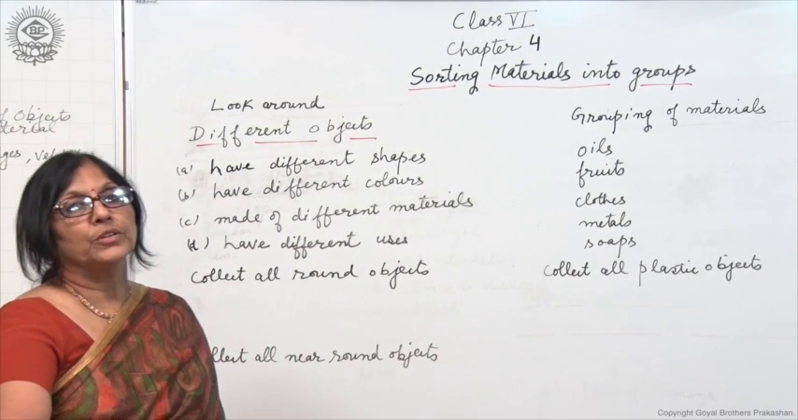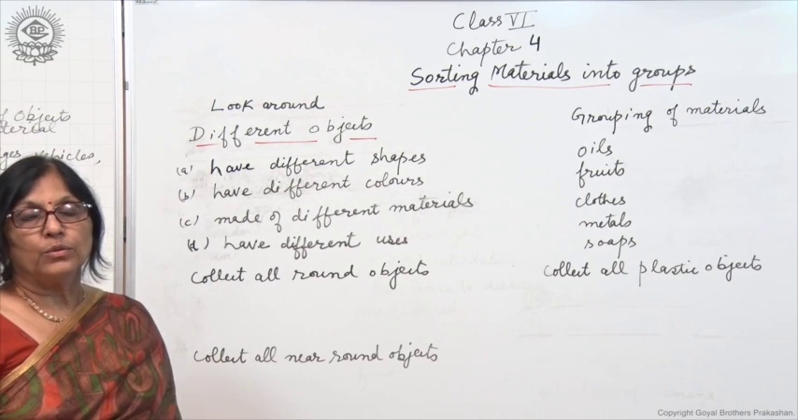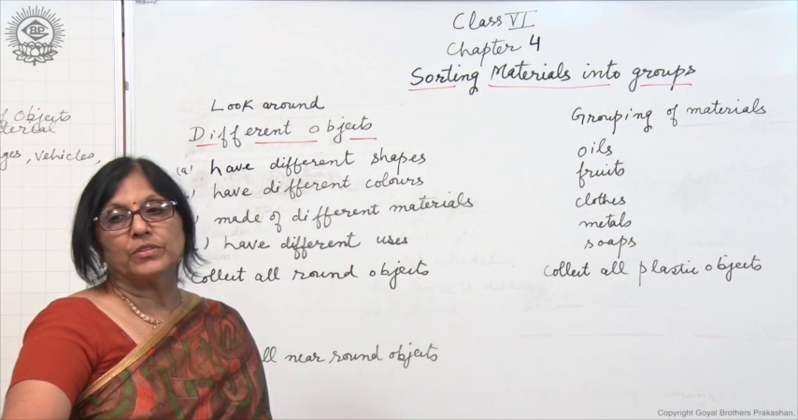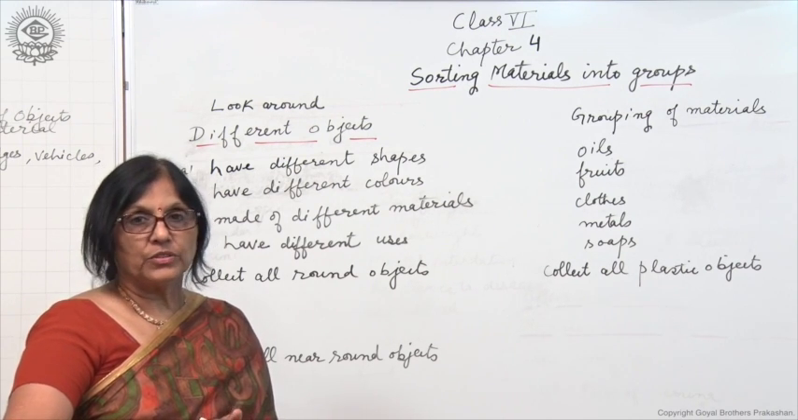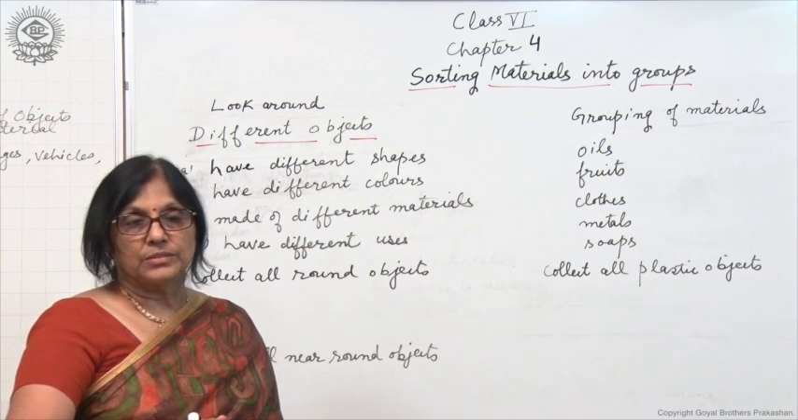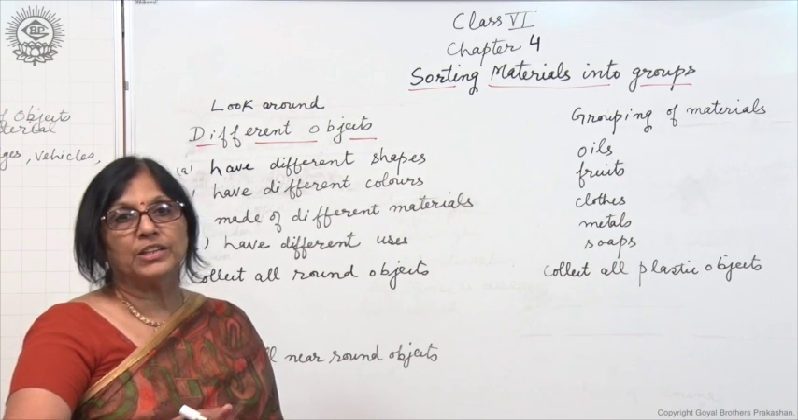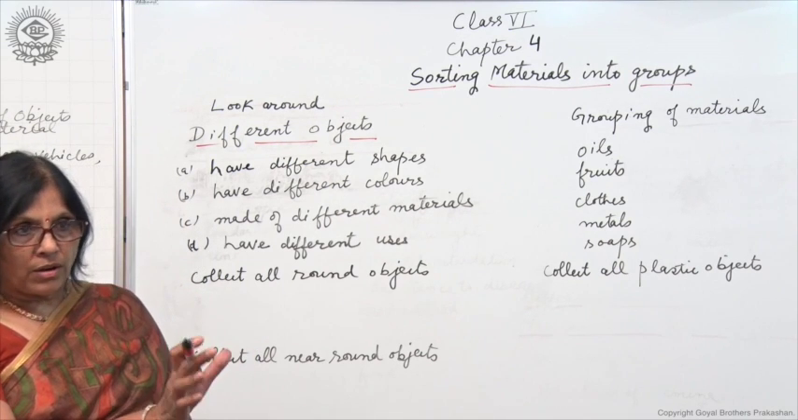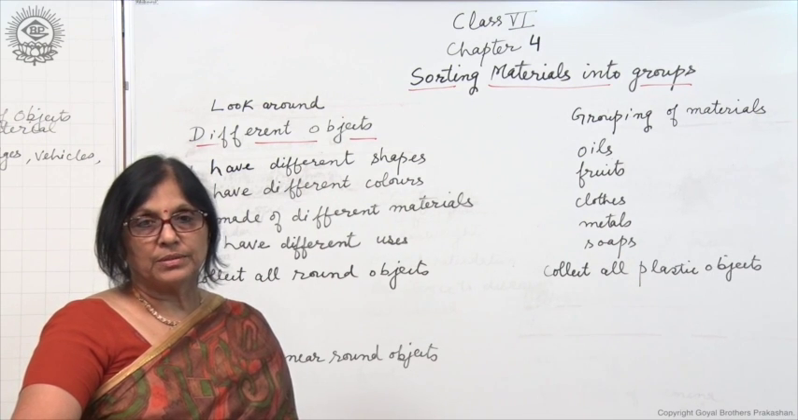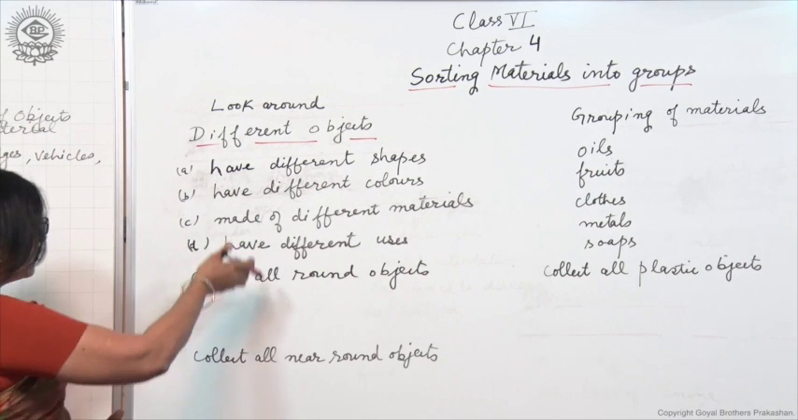We will start now chapter 4, sorting materials into groups. Look around in your drawing room and see the various objects around you. You can see chair, sofa, TV, curtains and windows, doors, statues or any art material. These are all of different color, different shape, they are made up of different materials and they have different uses.